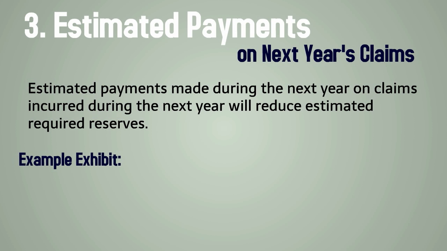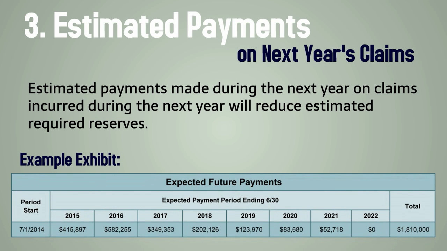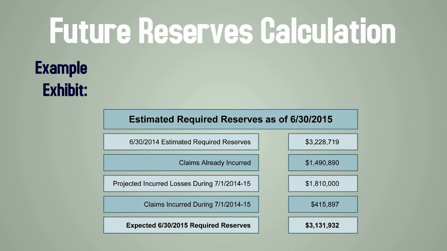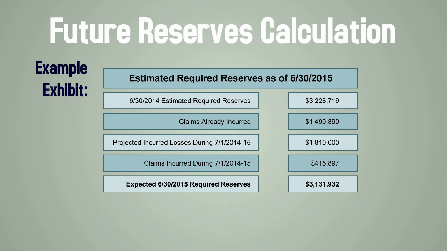So as we can see here in the table showing the expected future payments for the 7/1/2014 policy period, the expected payments during the coming year is going to be $415,897. Okay, so now we have the numbers we need to do our computation. Now remember, the actuarial report that we're working from was estimated as of June 30th, 2014.